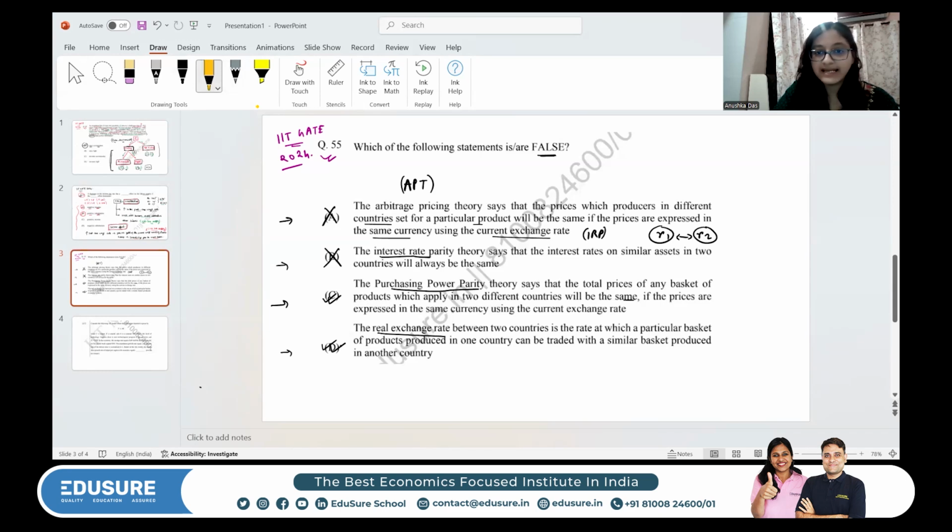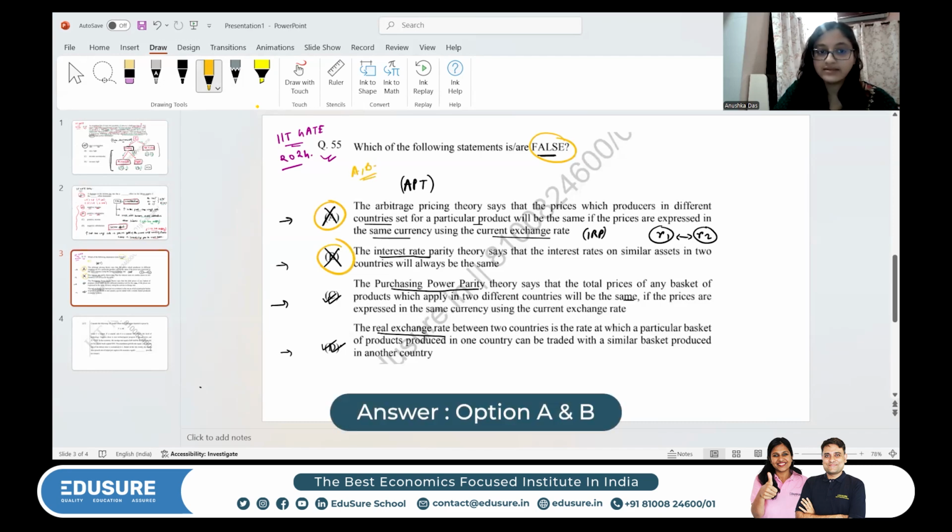So what will be our right answers here? We have to find out all the false answers. So false answers are A and B. So A and B will be your right options for this question. This was IIT GATE 2024 question number 55.